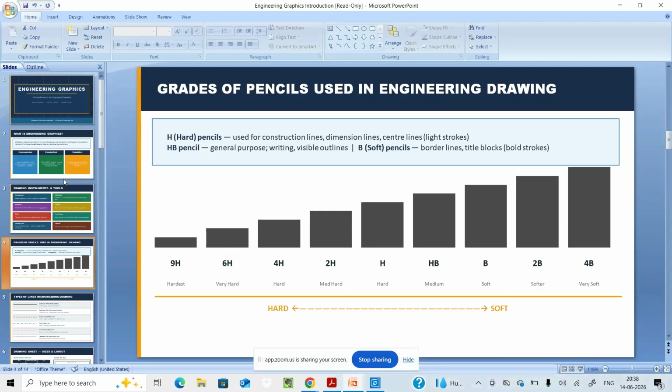So H is for what? Hard pencils used for construction lines, dimension lines, and everything. HB pencil, general purpose, so writing visible lines, and the 2H pencil is mainly used for border lines, title blocks, and other things. Maybe this is available in the market. B pencils are rare, so better we go with H, HB, and 2H. So these three are more than enough.